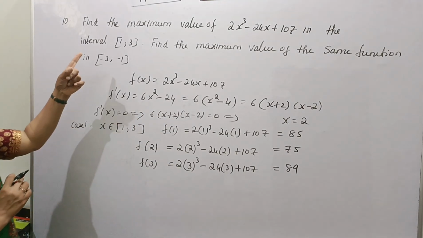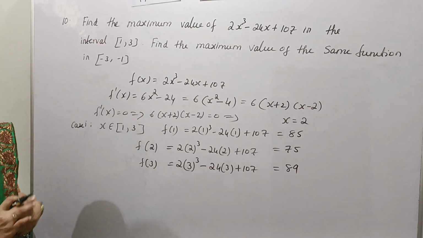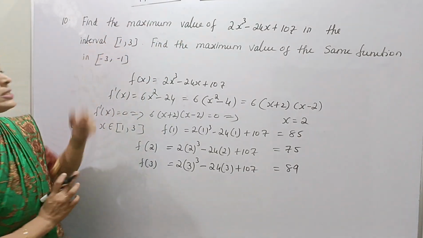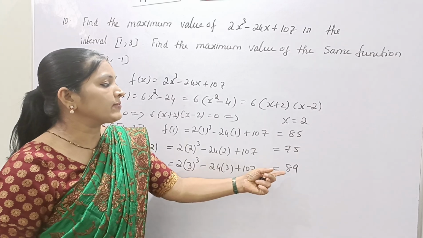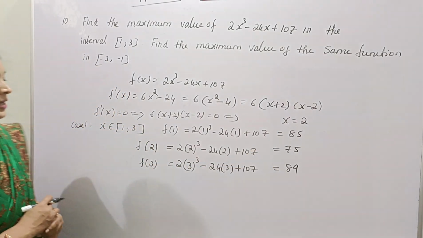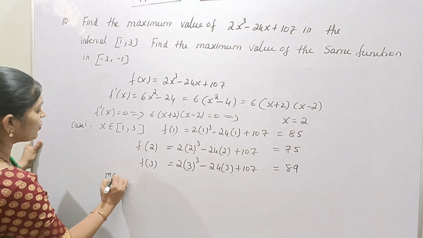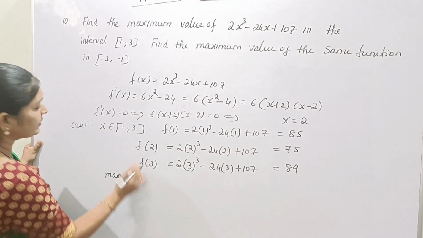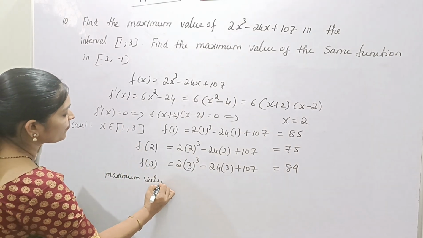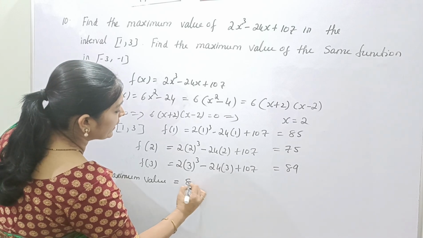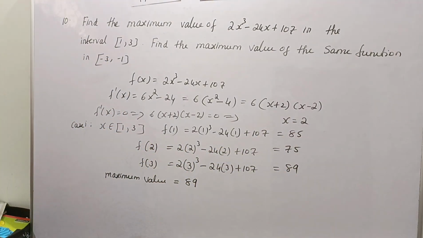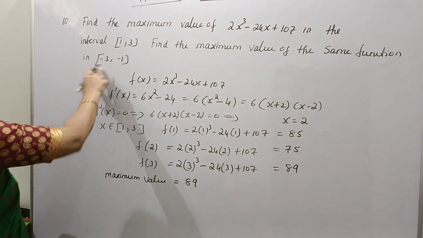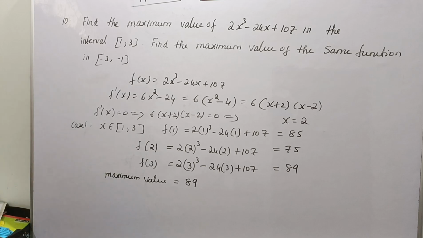So we have to find the maximum value of the given function in the closed interval 1 to 3. So what is the maximum value among these values? The maximum value is 89, right? So here the maximum value in this interval is equal to 89, that is the maximum of these values. Then next we have to find the maximum value of the same function in the other interval. That is case 2.